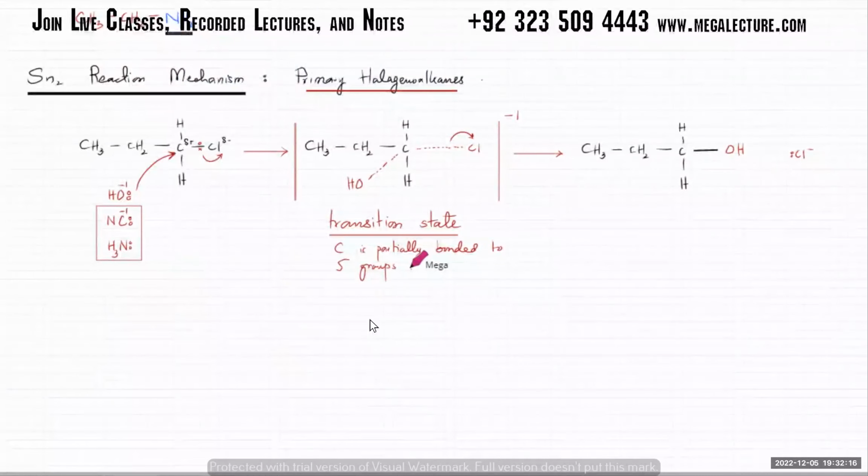So that's one thing, and the other thing is this is a one-step reaction. A transition state is not actually a very stable state. It's a very unstable state that only exists for a very small temporary instance. Okay? So remember, this is a one-step reaction.